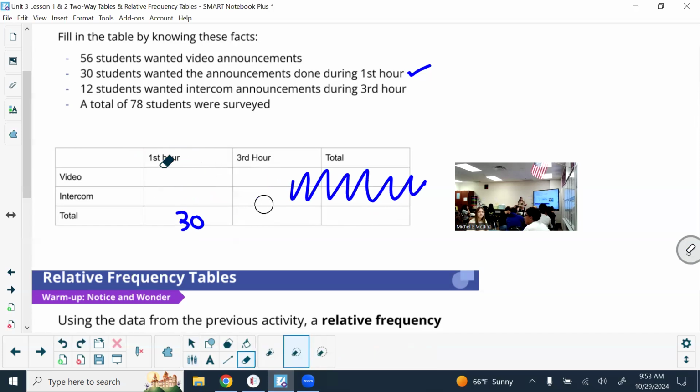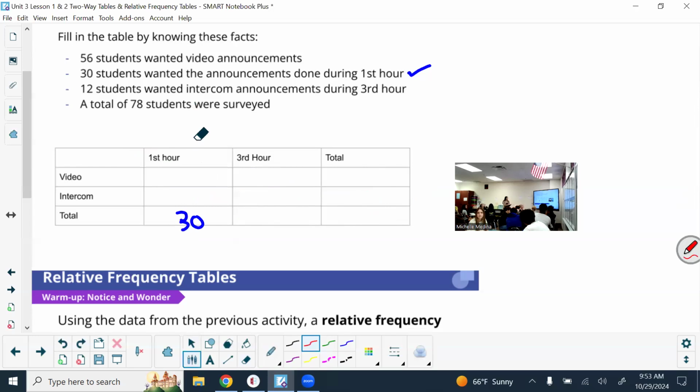Table 4, give me another box that you can fill in based on the information. All right, so let's read about the 12. 12 students wanted intercom announcements during third hour. So does that make sense? Every single box has 2 headings. It mentioned 2 different characteristics. So yes, that would be more toward this part of our table where it has the 2 different characteristics at once. Good.